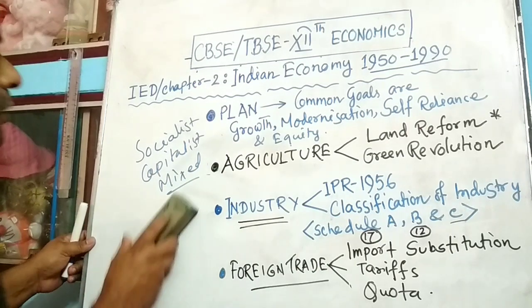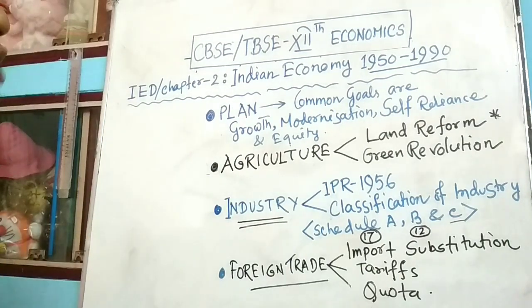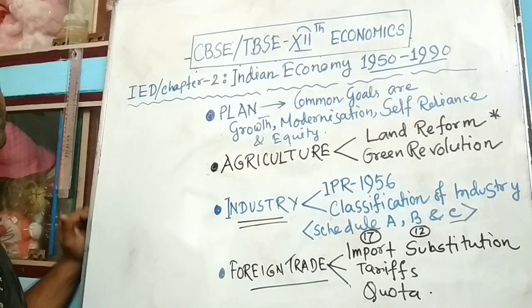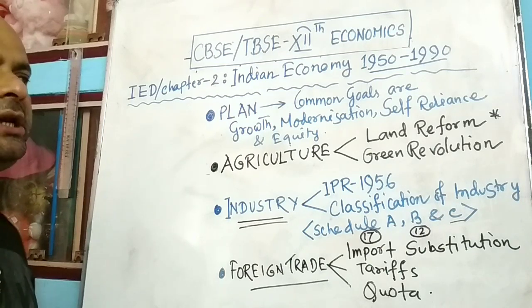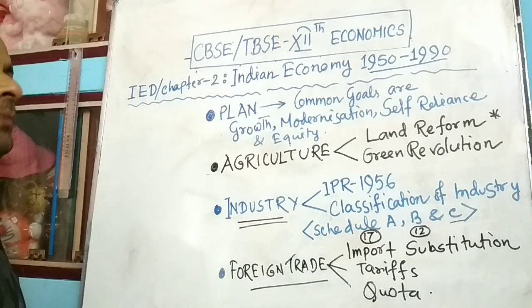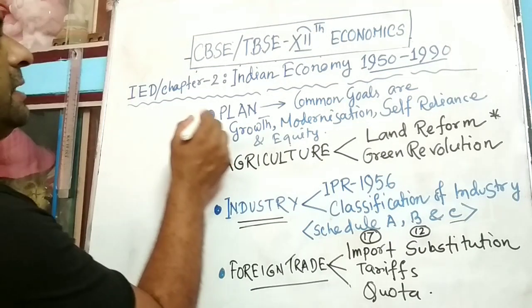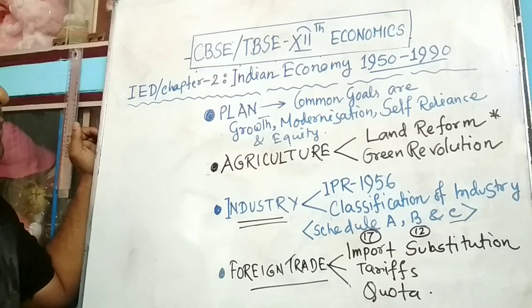India adopted the mixed economy so that we can absorb all the good characteristics of socialist and capitalist economy. A mixed economic system is a combination of socialist and capitalist, and we adopt this system so that we can absorb all the good criteria of both. Now, plan is our first category. In a mixed economic system, plan is one of the important categories.